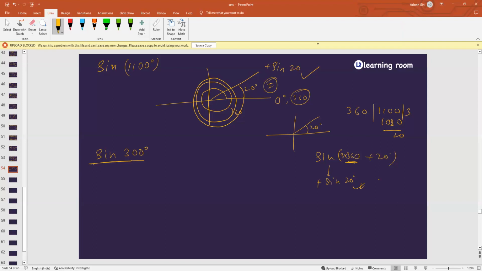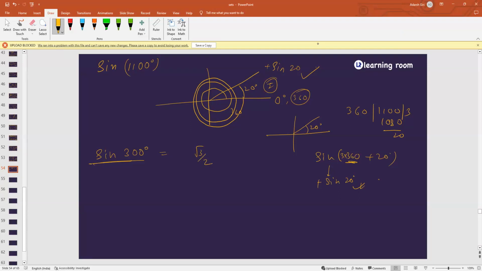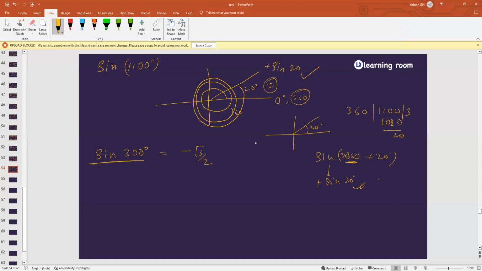Yeah, one. Root 3 by 2. Minus root 3 by 2. Okay, I think that's correct.